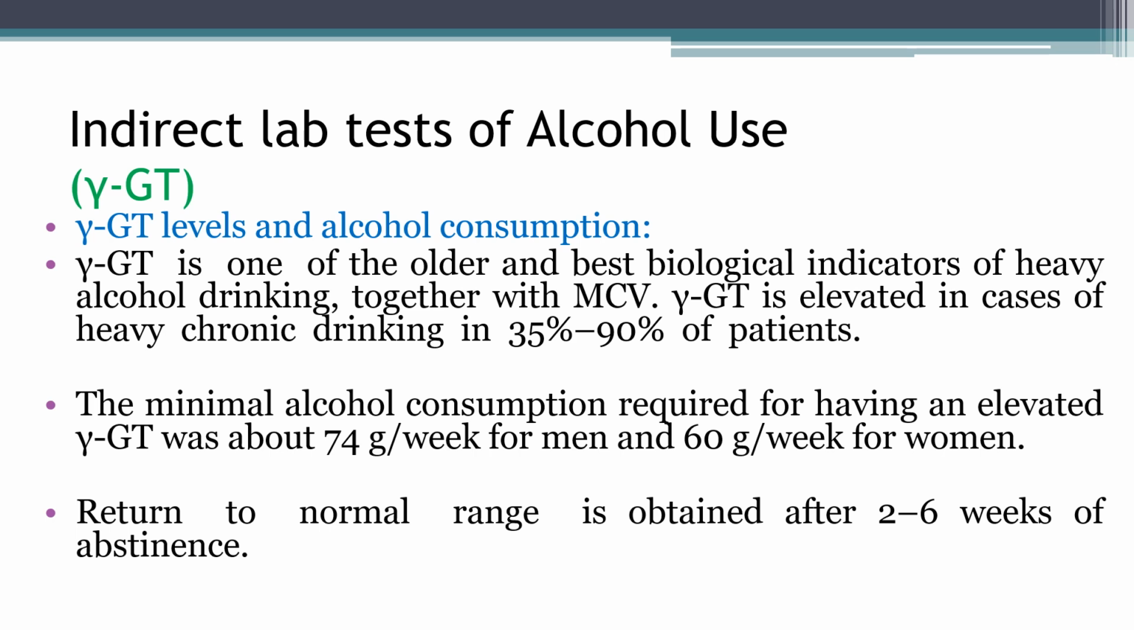So in context to alcohol consumption, it's the oldest and the best biological indicator of heavy alcohol drinking when calculated together with MCV. It is elevated in heavy chronic drinkers in 35 to 90% of patients, and a minimum amount of 74 gram of alcohol per week for men and 60 gram per week for women is required for gamma GT to be raised, and it returns to the normal range in about 2 to 6 weeks of abstinence.